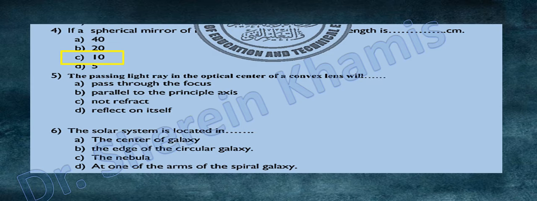We have here the light ray passing through the optical center of a convex lens. It is the only point, or the only place, that a ray passes through without any refraction and goes outside the lens. So it will pass what?